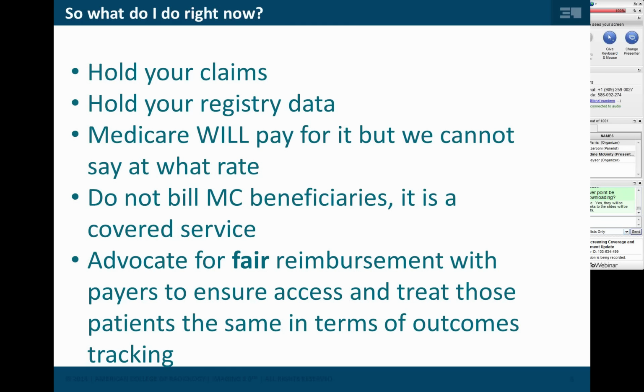You cannot get them to sign a waiver and bill for it. It is a coverage service. And then at the local level with your private carriers, make sure to advocate for fair reimbursement with them.